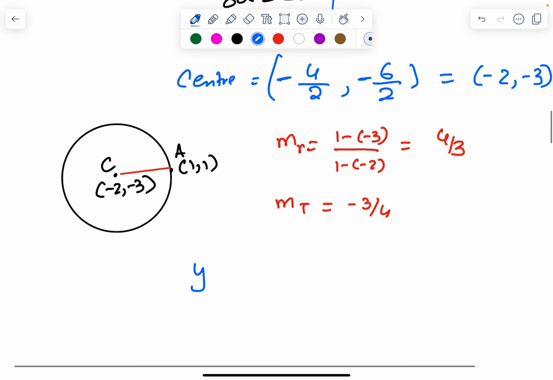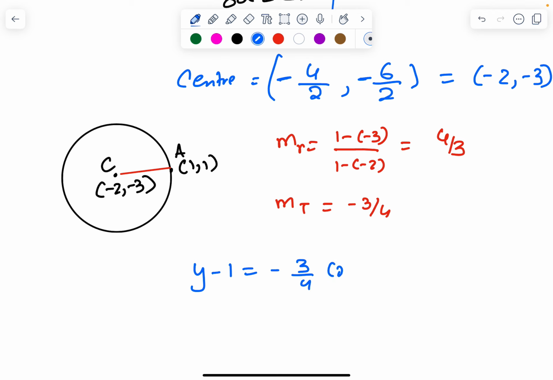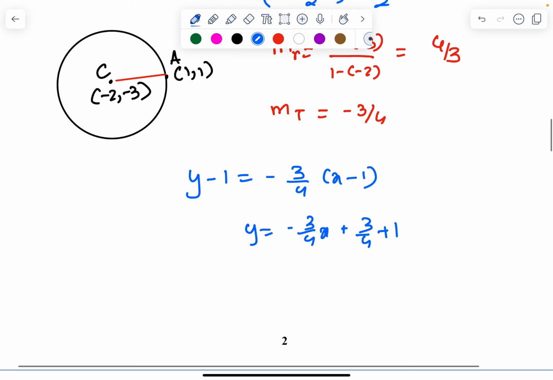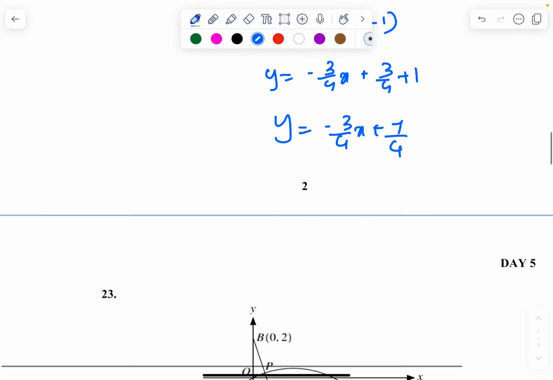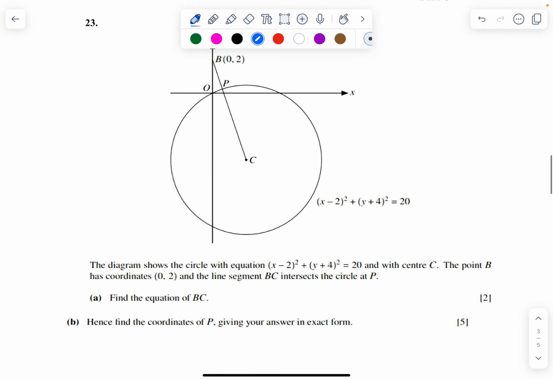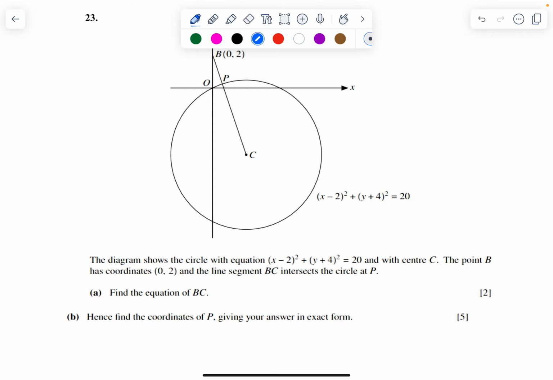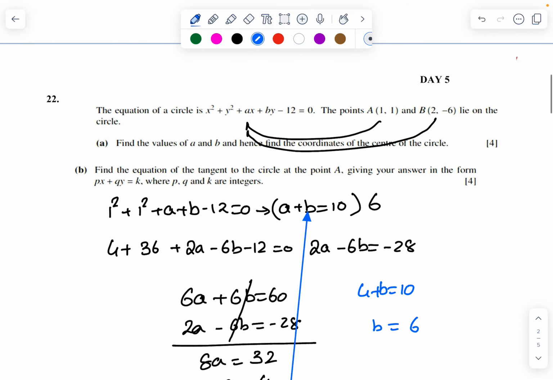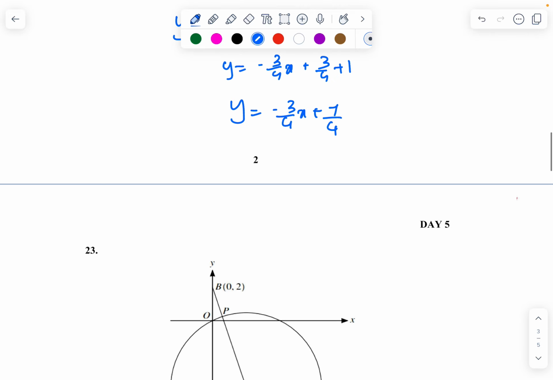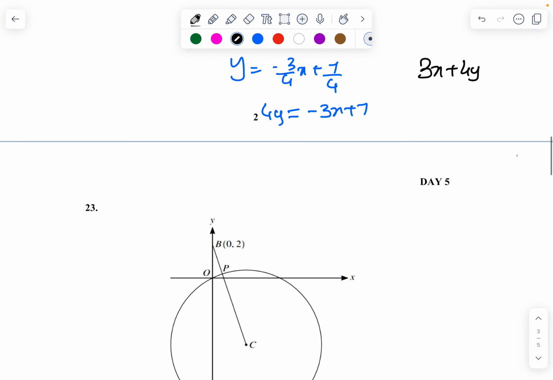So now the equation will be y minus y1 equals to m times x minus x1. So y equals to negative 3 upon 4 x minus 1 plus 1, so which is going to be y equals to minus 3 upon 4 x plus 7 upon 4. Question number 23. So write in this form. Multiply with 4. 4y equals to negative 3x plus 7. 3x plus 4y equals to 7.